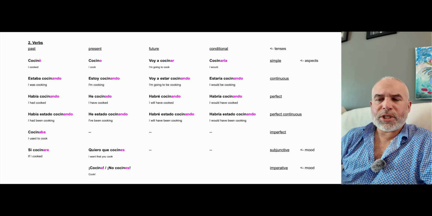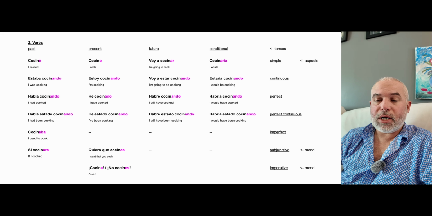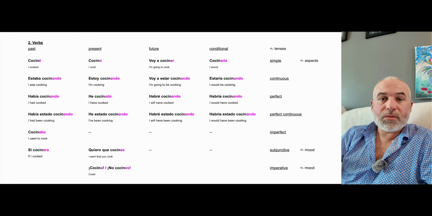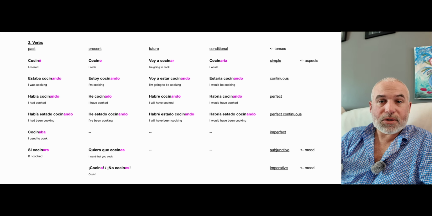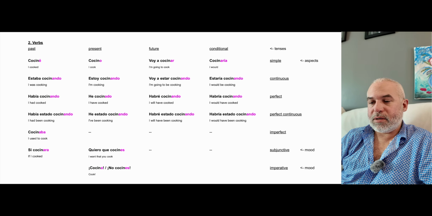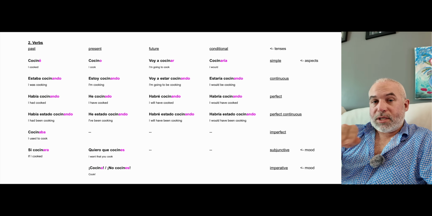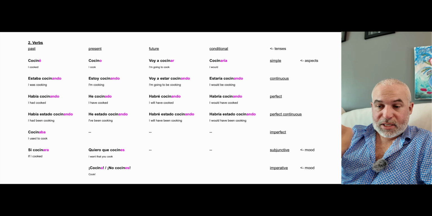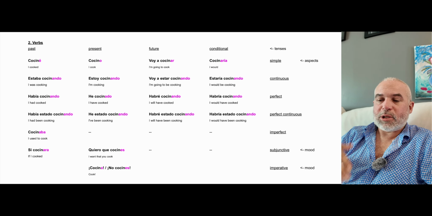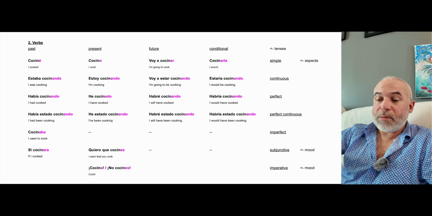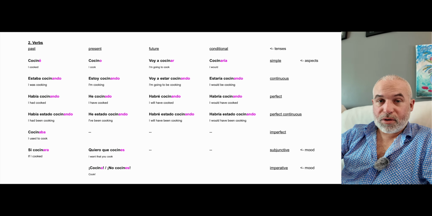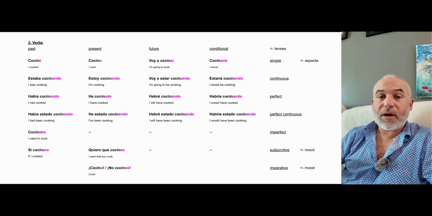Move down to continuous aspect. Estaba cocinando. Answers the question, what were you doing? So like, what were you doing this time yesterday? Oh, I was cooking dinner for the party, right? Estaba cocinando para la fiesta. Present continuous, ongoing continuous, estoy cocinando, same as estaba cocinando. You see, the continuous aspect is the ando. I'm going to be doing this, voy a estar cocinando, and I would be cooking. So if I didn't order catering, I would be cooking all day and night for this party.